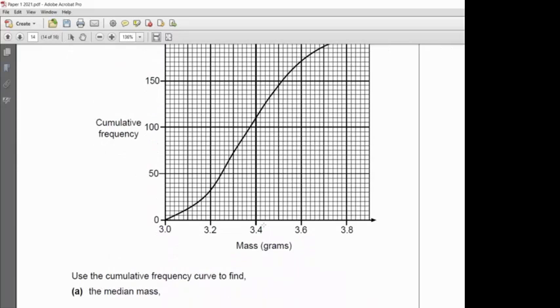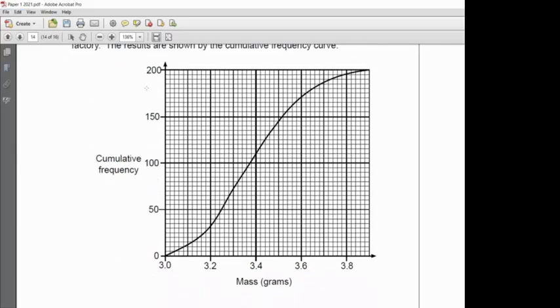Okay, so to find the median mass, all you need to do is, you can see, I have 200 tea bags. The median is exactly halfway. So halfway between 0 and 200 is 100. So what you would do is take your ruler and start here at 100, which is halfway because median means half. And then you would draw a line until it touches your curve. Then you would take your ruler and, straight from the point where it touches the curve, go straight down and draw another line, and that line over there will give you the median mass.